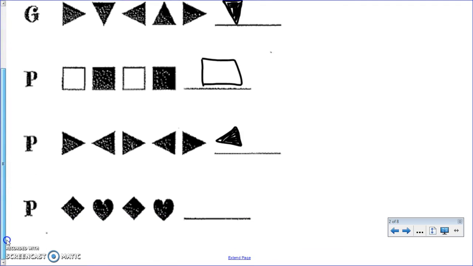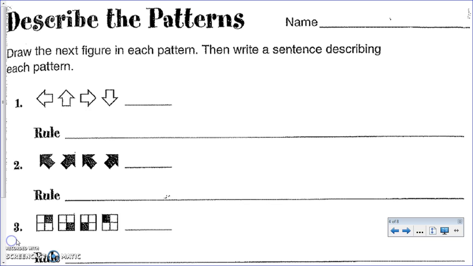And then for the fourth one here down at the bottom, we have a diamond, heart, diamond, heart. So we know our next shape is going to be a diamond. For describe the patterns, we're going to draw the next figure in each pattern, then write a sentence describing each pattern. So we start with number 1.